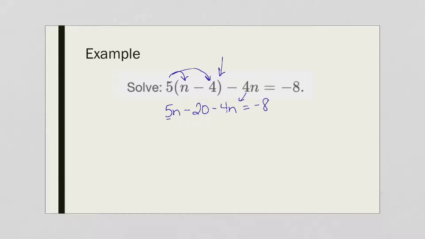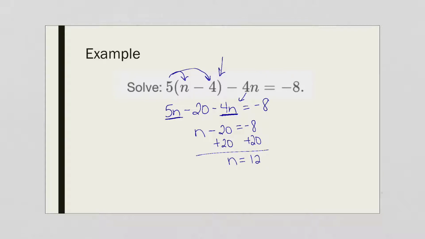Now I do have like terms here and here. So those guys need to be combined. 5n minus 4n is n. And I just brought that minus 20 down. And now I would add 20 to both sides. And negative 8 plus 20 is 12.